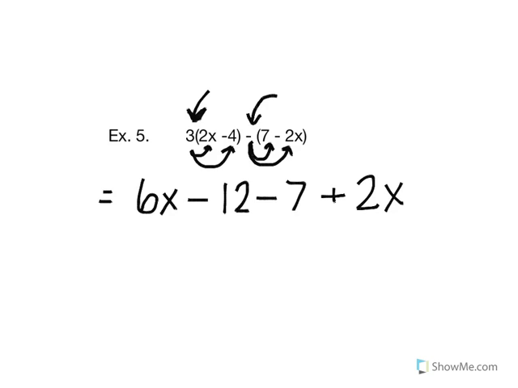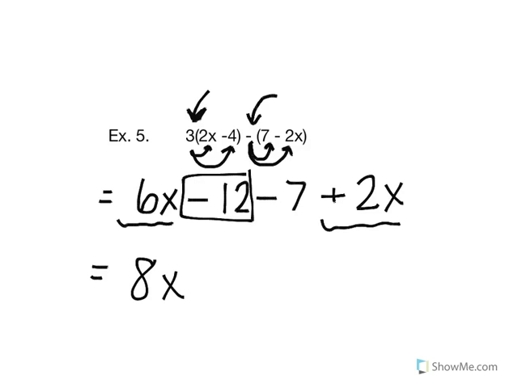If you feel like that's unclear, please back the video up again and watch it distribute through. The negative jumps on the 7, the negative jumps on the -2x, and changes the sign of everything there. Now I have this line of x's and numbers which I can simplify or clean up. 6x, +2x. I'm going to combine those like terms. -12 and -7.